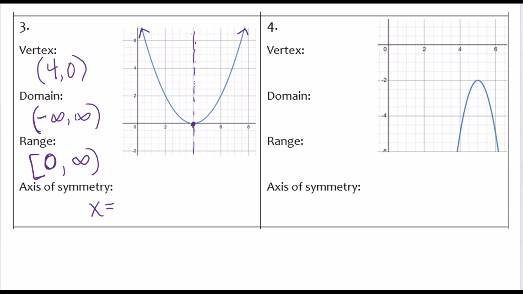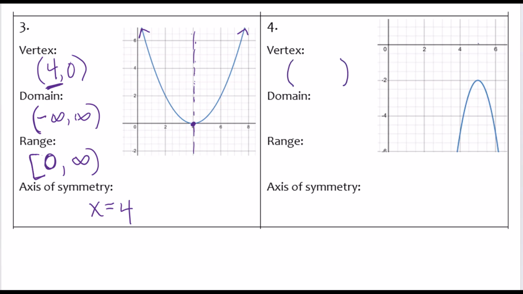Okay, Thomas and Caleb, what's our axis of symmetry for this one? X equals what? So the axis of symmetry will always be x equals h. And remember, h is the x coordinate of the vertex. Yep, so it will be x equals 4. Perfect.